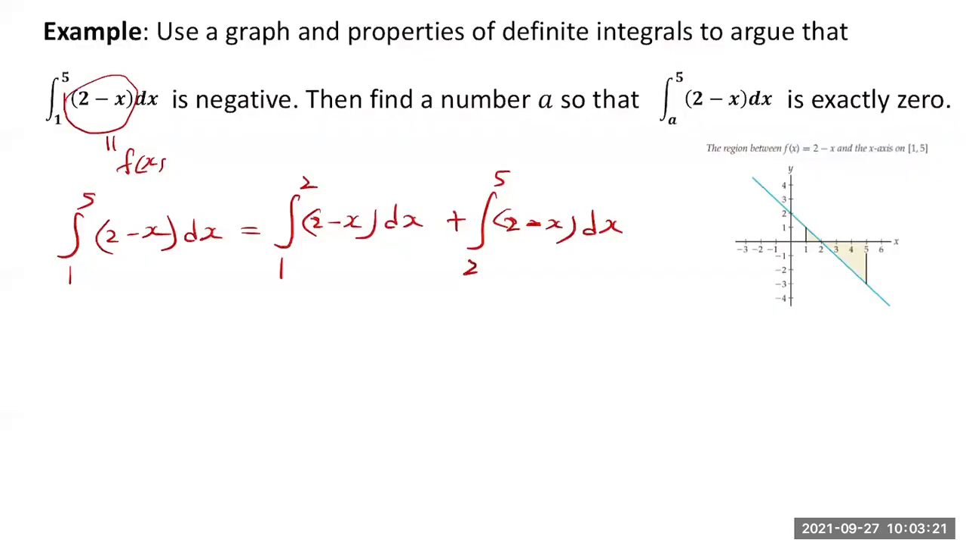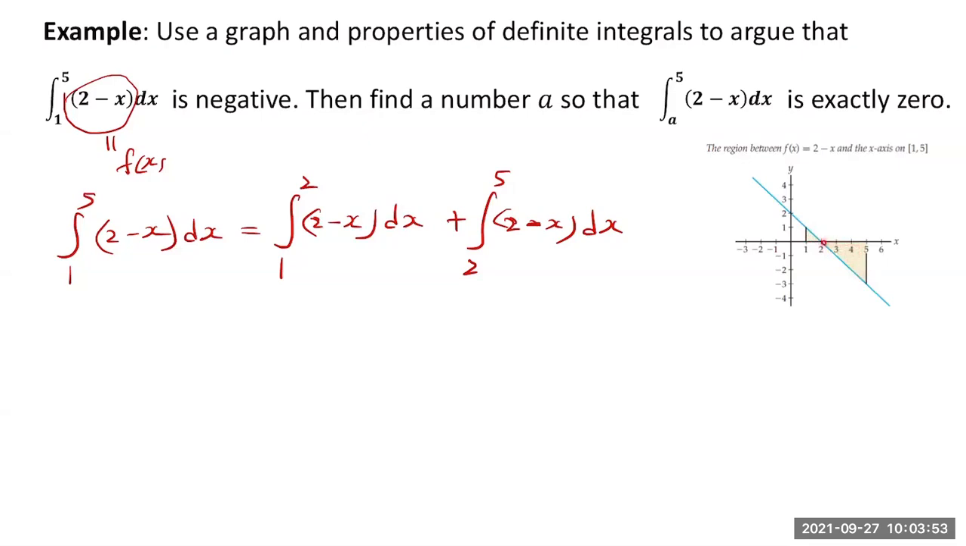As you can see, this function is positive from 1 to 2, or your function is above the x-axis from 1 to 2, and your function is below the x-axis from 2 to 5. Notice that the definite integral will count the region above the x-axis positively and the region below the x-axis negatively. That means you will count this region positively and this region negatively.